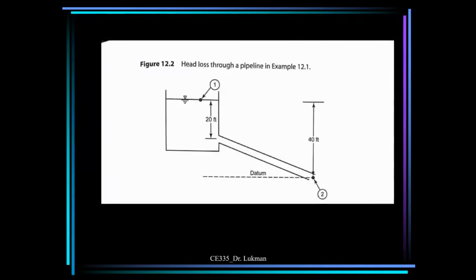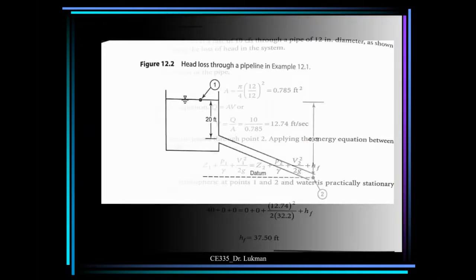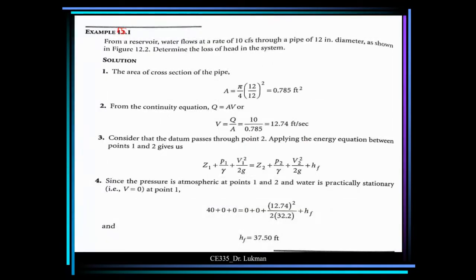This is the reservoir and water flows. This is the difference in height between point 1 and point 2, a difference in head of 40 feet. And this is the datum at point 2. And this is 12-inch, that's the diameter of the pipeline. So we want to determine the head loss in the system.